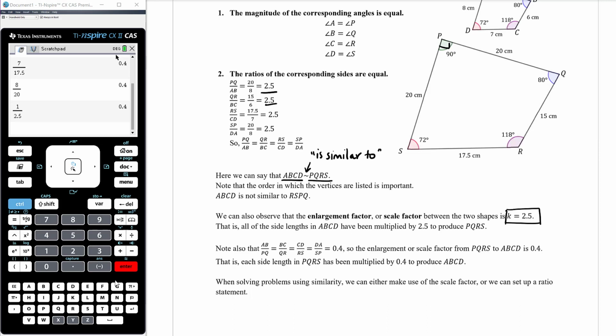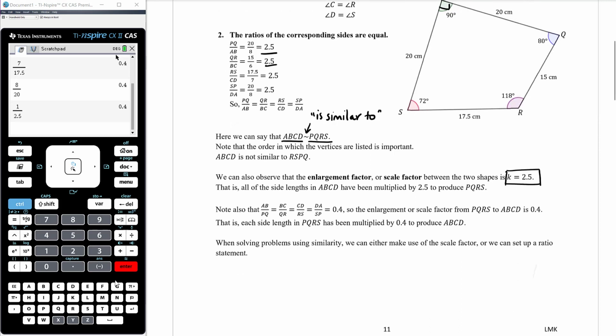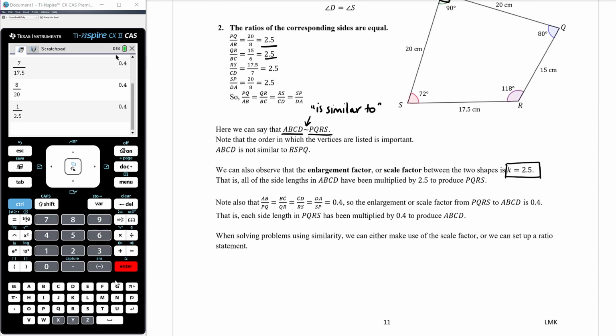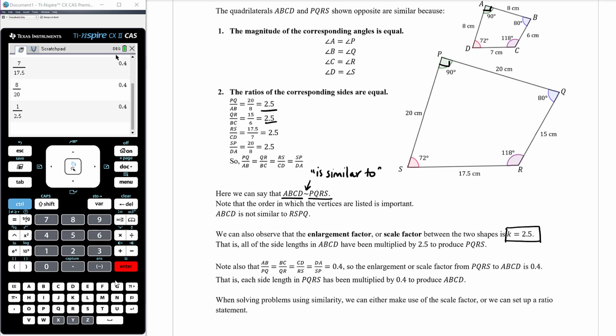So the enlargement or scale factor from PQRS to ABCD is 0.4. Note that we would still call it an enlargement factor, so that's why we tend to use a scale factor. It's a bit less misleading. But as I said, multiplying by 0.4 is the same as dividing by 2.5. So it is still the same scale factor of 2.5. When solving problems involving similarity, we can either make use of the scale factor, so we can calculate the scale factor and then use that, or we can set up a ratio statement, and I'll show you how we can use those things. So by ratio statement, I kind of mean this kind of idea.